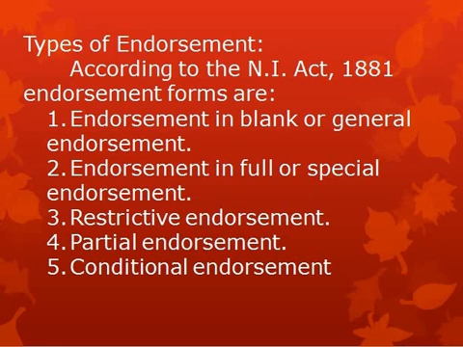According to the NI Act 1881, the endorsement forms are: endorsement in blank or general endorsement, endorsement in full or special endorsement, restrictive endorsement, partial endorsement, and conditional endorsement. So these are the five types of endorsements seen under the NI Act of 1881. These endorsements are explained briefly below.